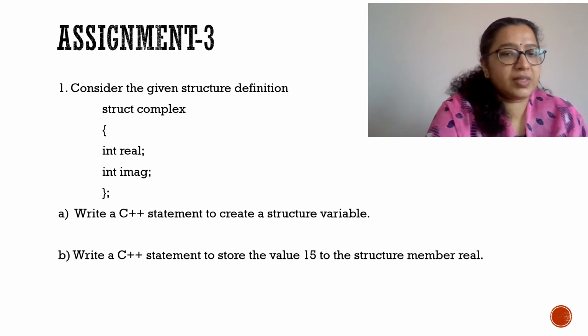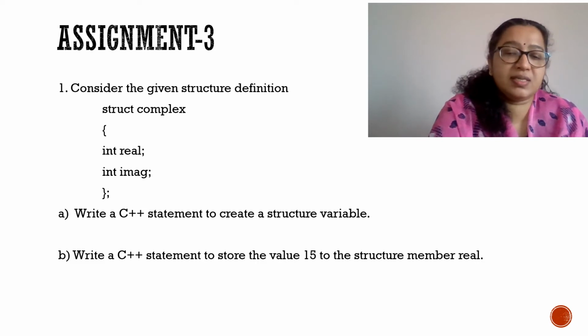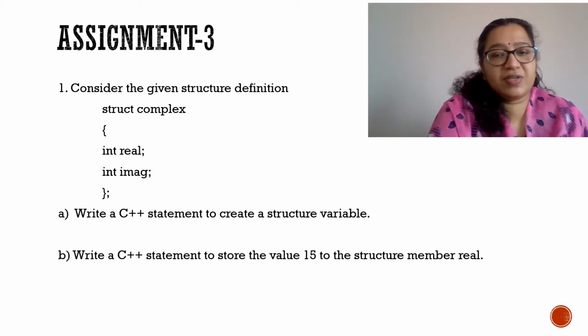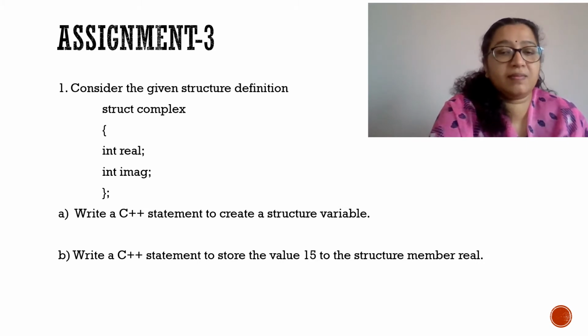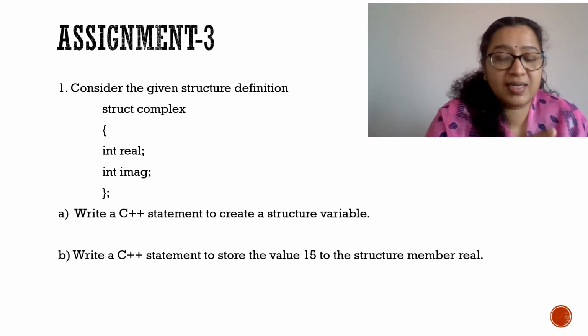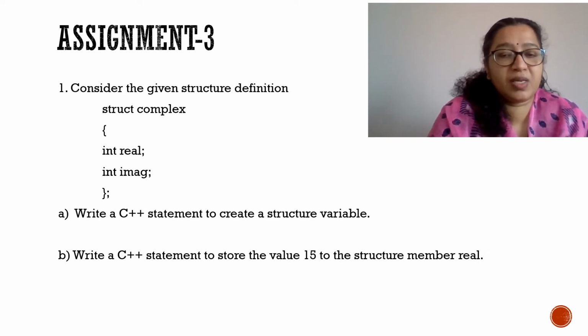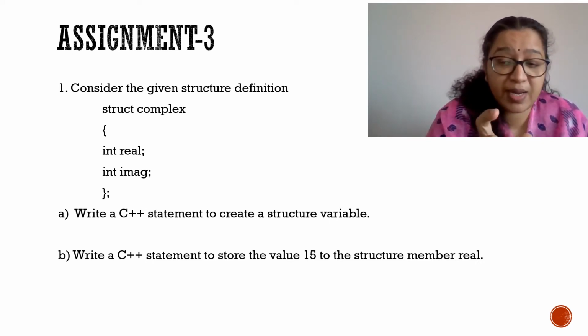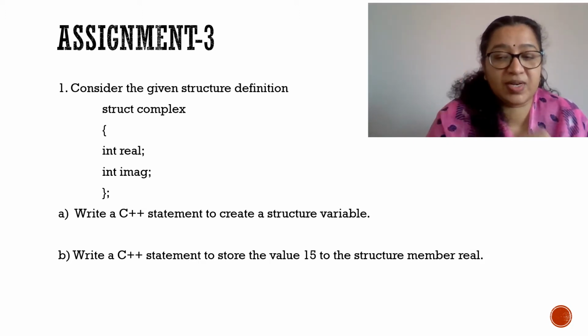Assignment 3. The first question was, consider the given structure definition. struct complex { int real; int image; }; So this is the structure definition given. This is already in the question. And the sub question is, write a C++ statement to create a structure variable. Okay, so what is the question here? Write a C++ statement to create a structure variable. So we want to write only the statement for declaring a variable of structure.